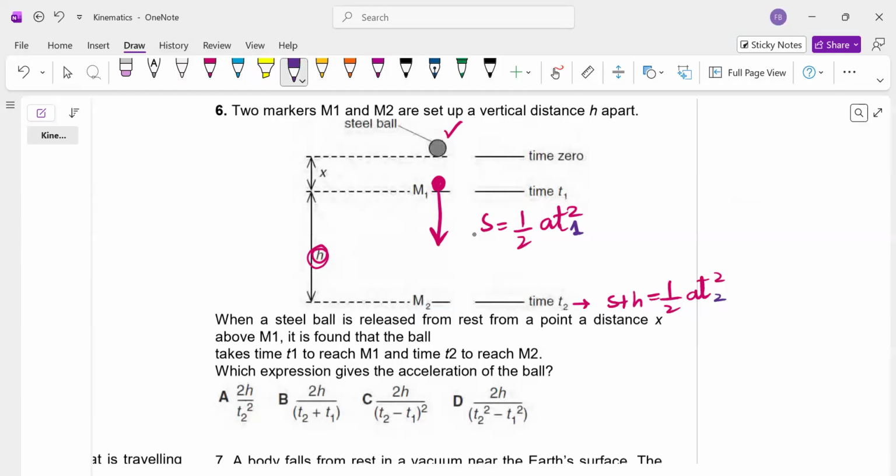I'm saying at this point, your voice is distorted. Can you say it again? I'm saying at this M1, your S will be half a T1 square, right? Because this is T1. Are you clear with this? Yeah, I'm clear with that one.